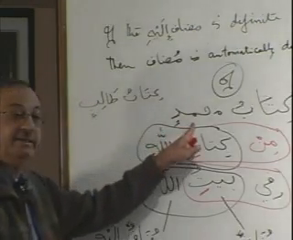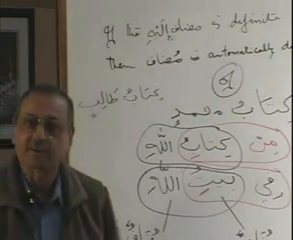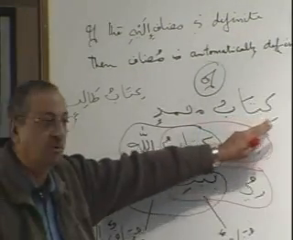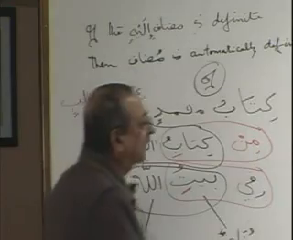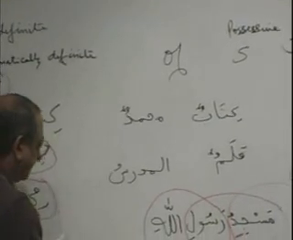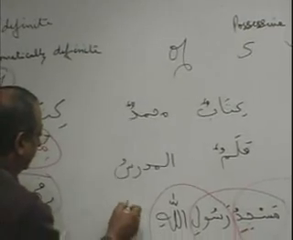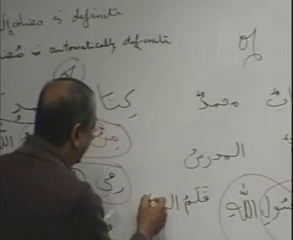But if the mudaf ilayhi is definite, then the mudaf becomes automatically definite, even though there is no al. Because of course it cannot have tanween, okay? Now look, brothers and sisters, I write down here a sentence. Kitabu Muhammadin became Kitabu Muhammadin. And Kalamun al-Mudarrisu will become Kalamul Mudarrisi. Kalamu al-Mudarrisi.